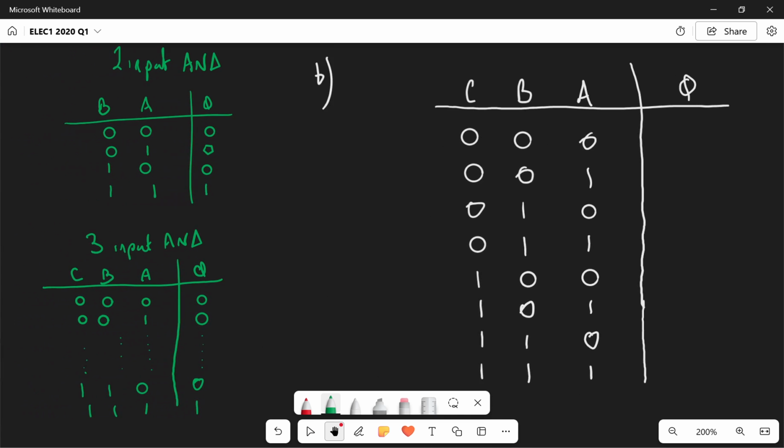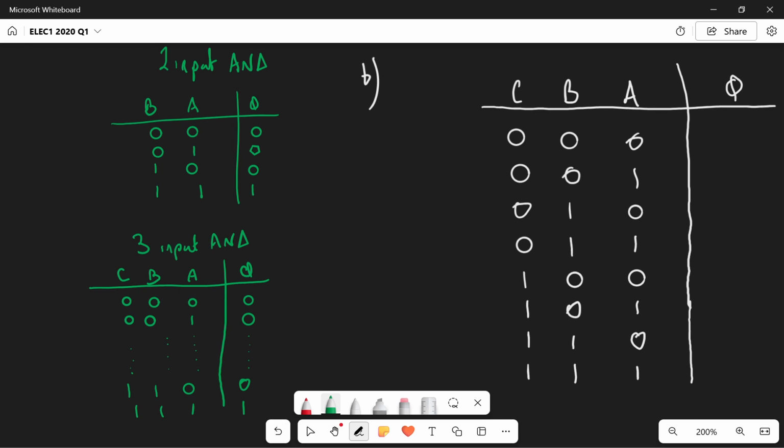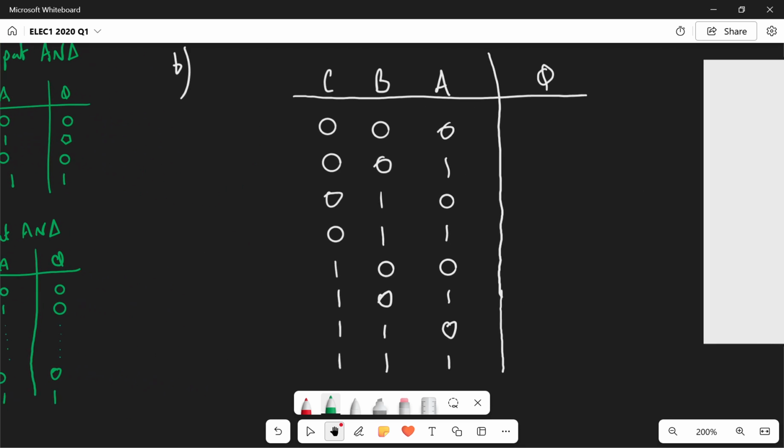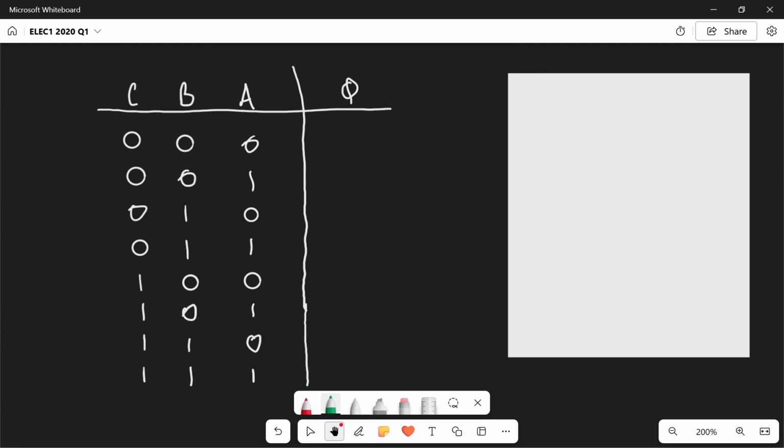The reason you probably think this might be straightforward is if we look at 2-input AND gates and 3-input AND gates, they're very similar. Only when all of the inputs are high is the output high. And you might think OR gates are the same, and NAND gates and NOR gates. But when it comes to exclusive OR gates, it doesn't follow the same pattern. This is something we need to be aware of.